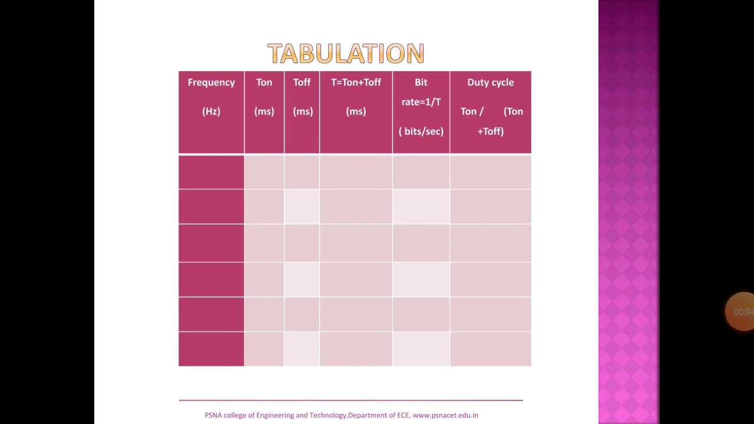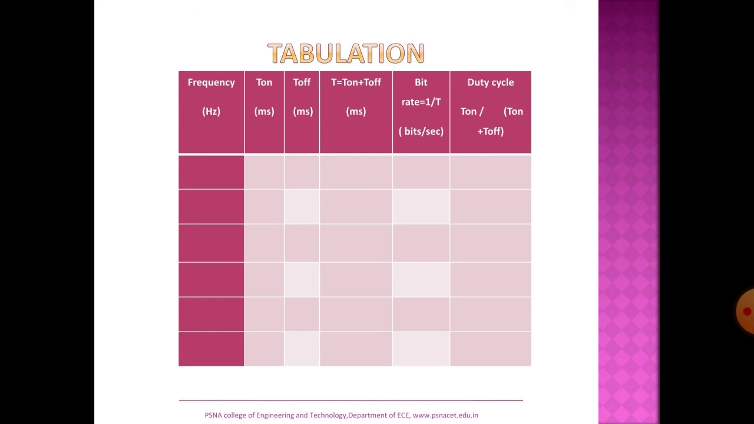As I just told you, we are going to connect a function generator to the kit. By means of the function generator we are going to vary the frequency of the signal. At the CRO or DSO we are going to find out the time periods, that is T on and T off, which have to be noted. From the T on and T off values we can find out the total time period of the signal. From the total time period it is very simple to calculate the bit rate.